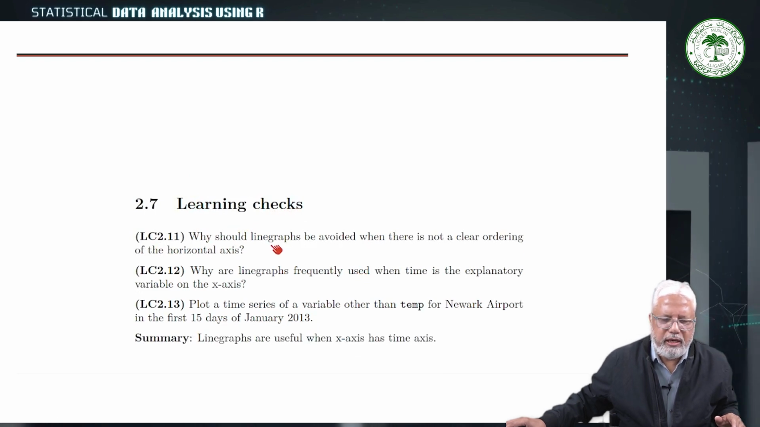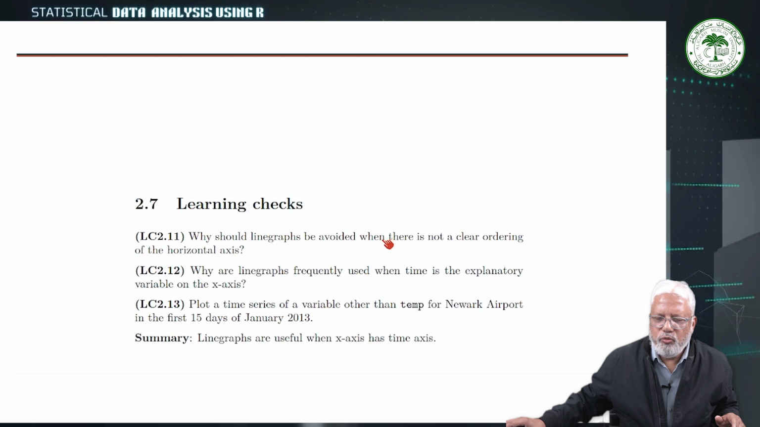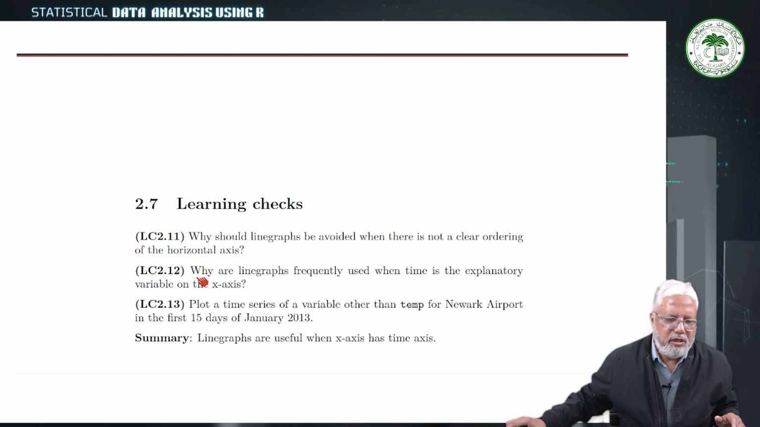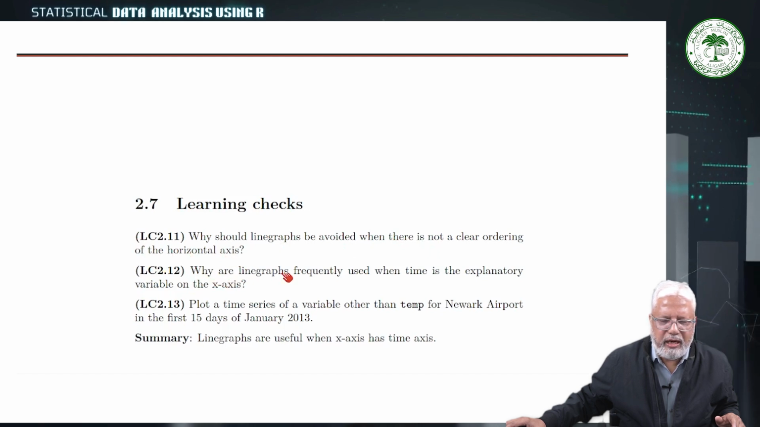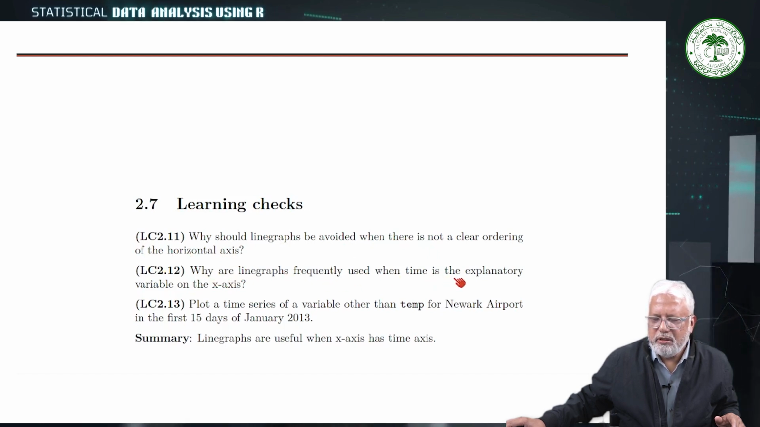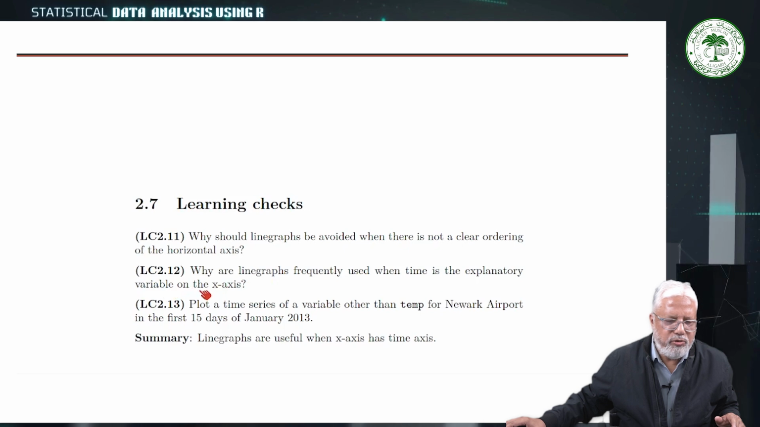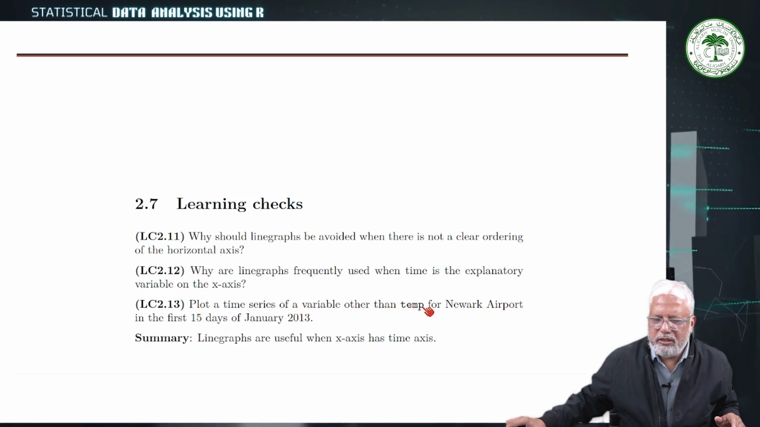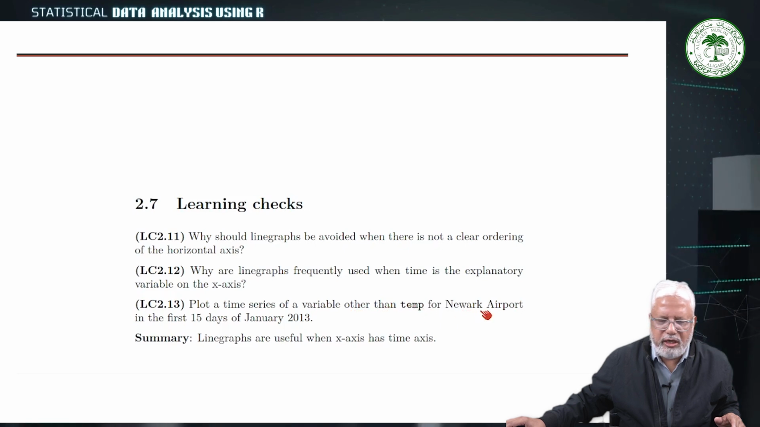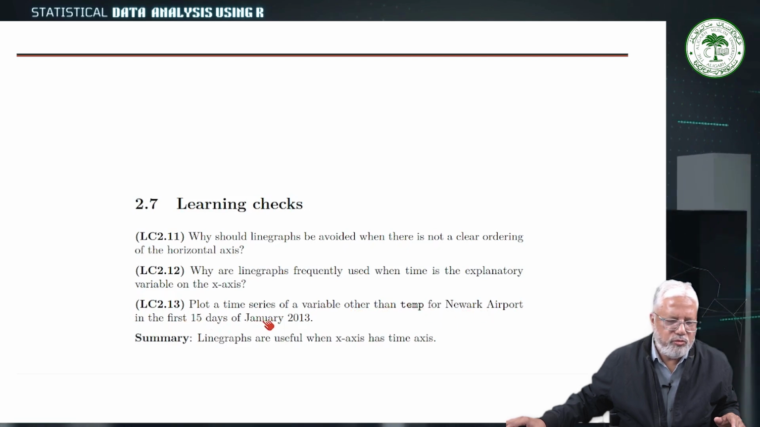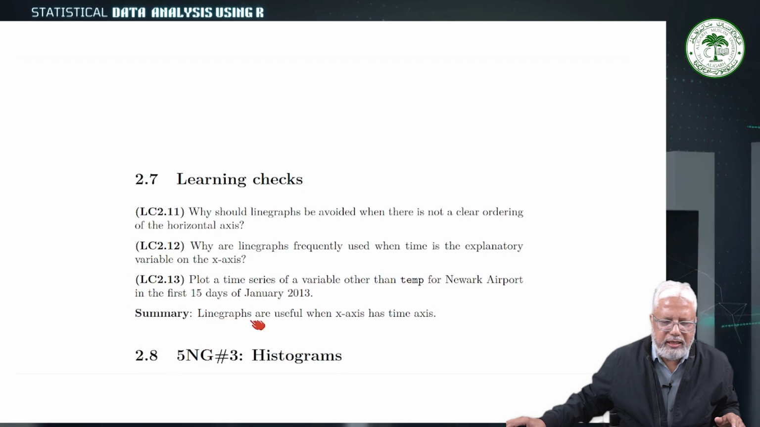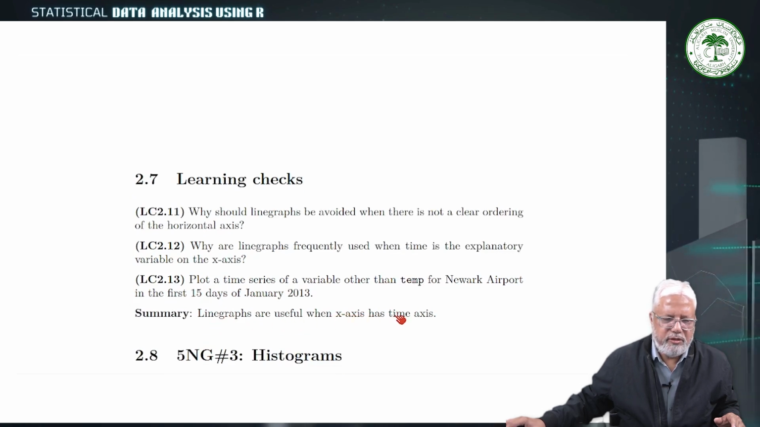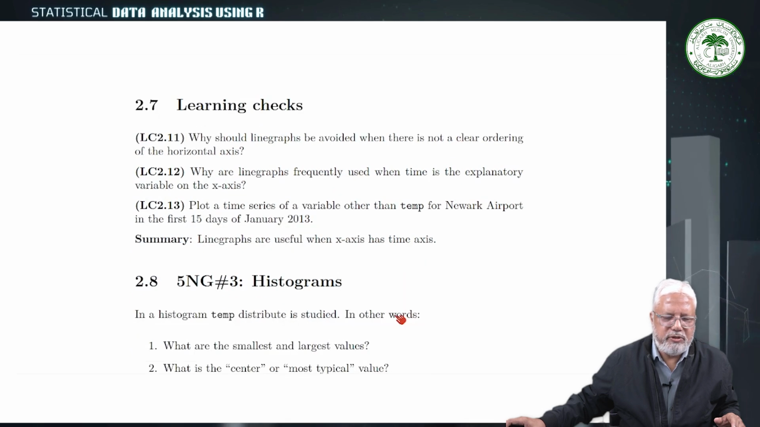Why should a line graph be avoided when there is not a clear ordering of the horizontal axis? Now, you can think, why are line graphs frequently used when time is the explanatory variable on the x axis? Plot a time series of a variable other than temperature for New York airport in early January, and then summarize. Line graphs are useful when the x axis is a time axis. So, this is all about line graphs.